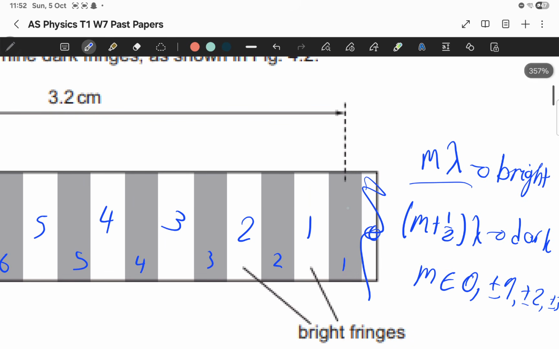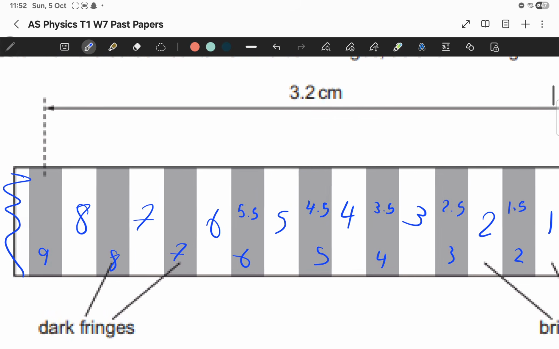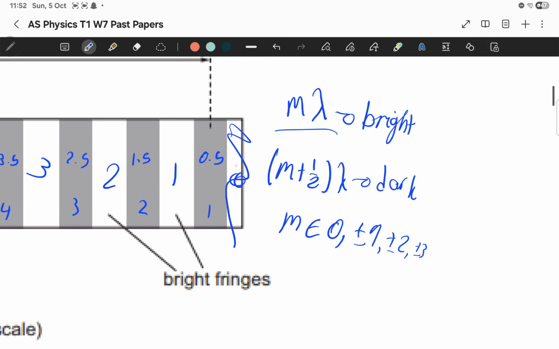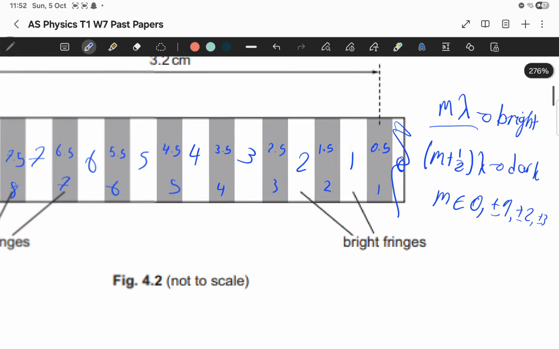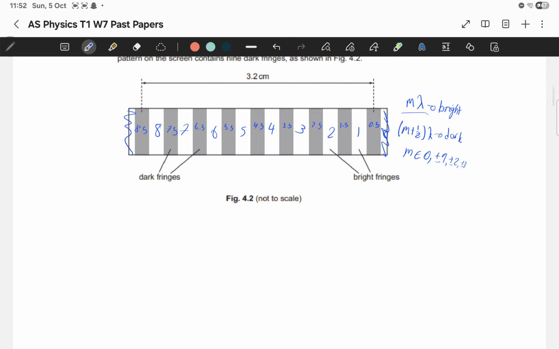So this means if this is the 0th, then this is the 0.5th, this is the 1.5th, 2.5, 3.5, 4.5, 5.5, 6.5, 7.5, and 8.5, because remember, the formula is m plus half lambda. So when m equals 0 in our case here, it's going to be 0 plus half, 0.5 lambda. So we're just going to take it as the 0.5th fringe. Okay. So now that we have these, we're not going to be using these. So for sake of confusion, let me just erase them.